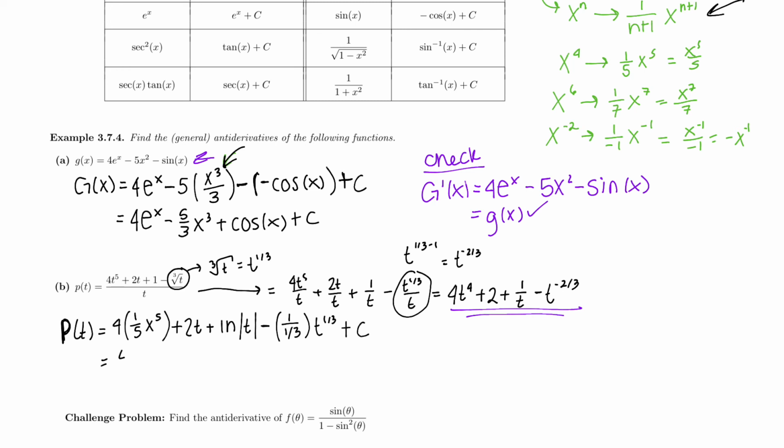This can be rewritten a tiny bit. So we have 4/5 x to the 5th plus 2t plus ln absolute value of t. 1 over 1/3 is actually just 3. So this is 3t to the 1/3 plus c.